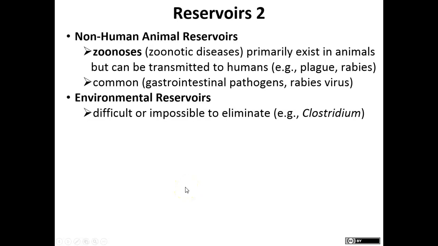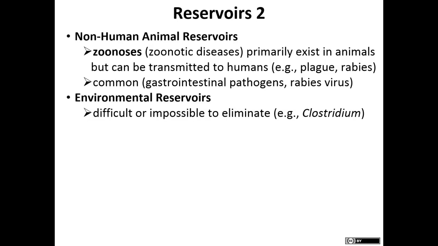Non-human reservoirs. These are going to be zoonotic diseases. So animal reservoirs, zoonotic. They can be transmitted to humans, and a lot of times these diseases are really serious, like plague and rabies. Then you have environmental reservoirs. If it's a zoonotic disease, you can still control it by knowing that reservoir. You can lower the amount of the animal in the environment.